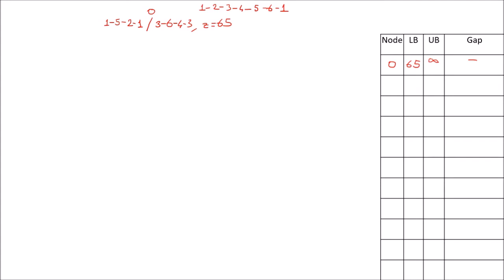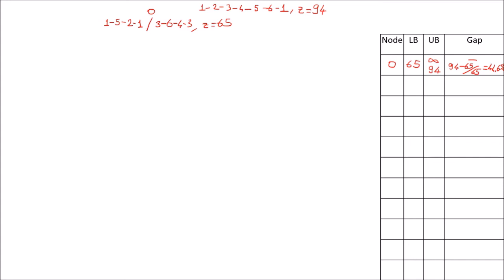This provides an initial feasible solution with an objective function value of 94. So instead of starting with infinity, we can start with 94 as the upper bound, and in that case the gap value will be (94 minus 65) divided by 65 multiplied by 100, which will be 44.6%. Okay, so this is our initial gap value.